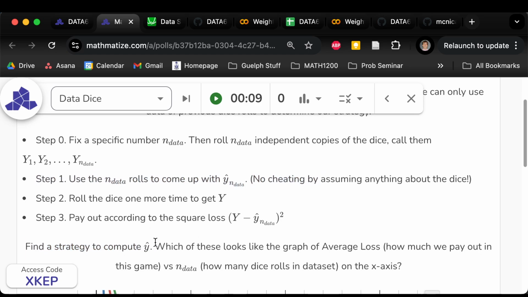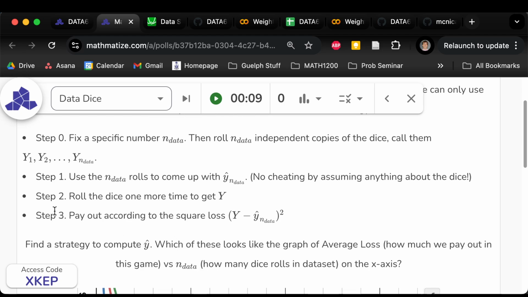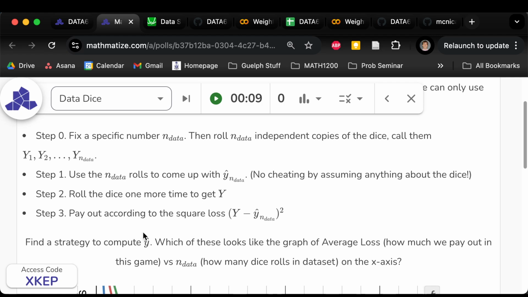Then what I want you to do is tell me which of these graphs looks like how much you pay me in step three versus end data. So this whole thing depends on end data. If end data is small, it's going to look like one thing. If end data is big, it's going to look like another thing. And I want you to think of the graph. So figure out what you think y hat should be, then figure out the graph of the loss, how much you pay me, versus end data.